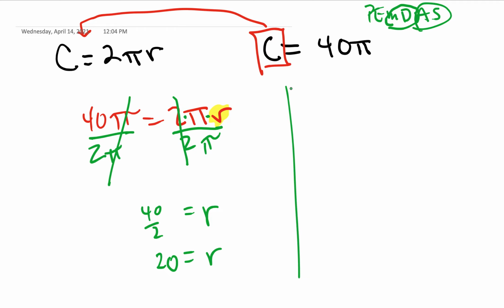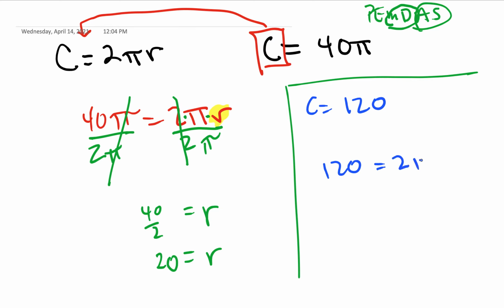So let's do another problem here. Maybe they tell you that the circumference is 120. So we would say 120, the circumference, equals 2 pi r, because to get circumference we always use 2 times pi times the radius in a circle. So again, we're going to end up dividing by 2, and then we're dividing by pi.